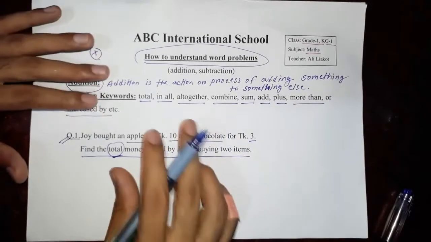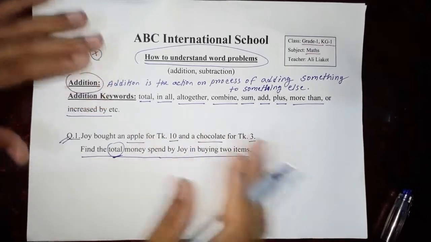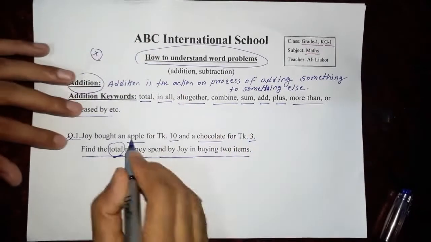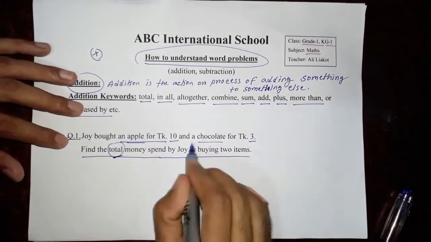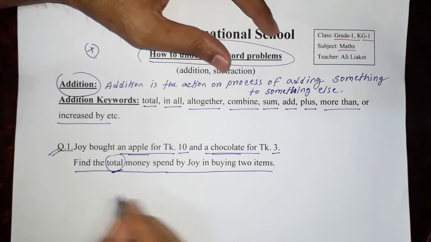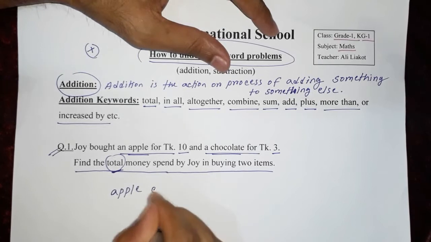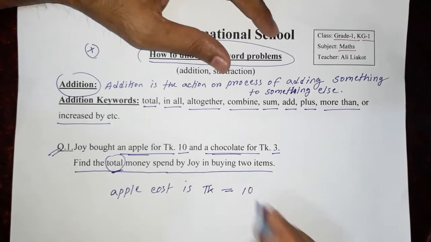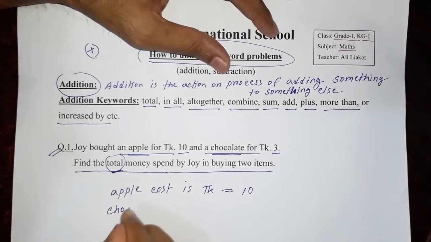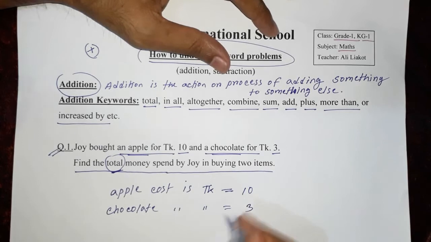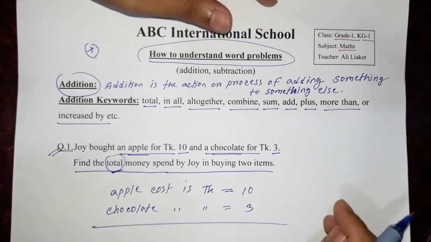Now the total cost of the items will be the total cost of apple and chocolate. Do you understand? Yes, the total cost of items will be the total cost of apple and total cost of chocolate. So guys, we can write it like this. Apple cost, what's the apple cost here? Apple cost is taka 10 and chocolate cost is taka 3. Do you understand? Very good.